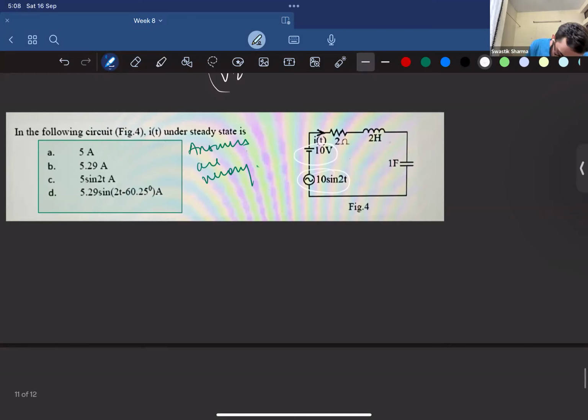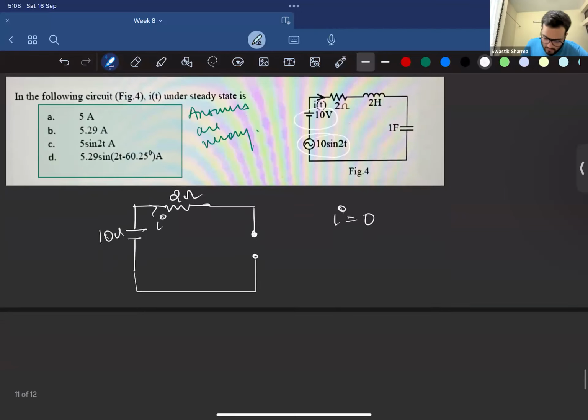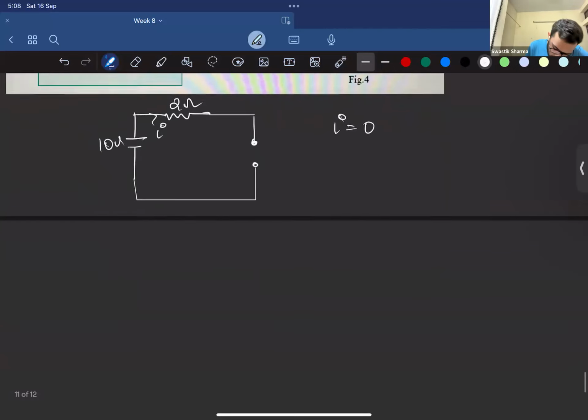So what would happen at steady state for a 10 volt DC source? The inductor becomes short circuited, right? And the capacitor becomes open circuited. What is the value of current flowing? I would be 0, always, right? Under steady state condition, I would always be 0 because the capacitor becomes open circuited.